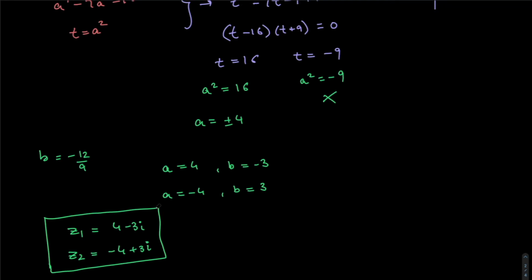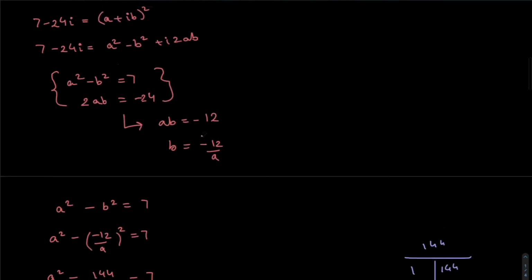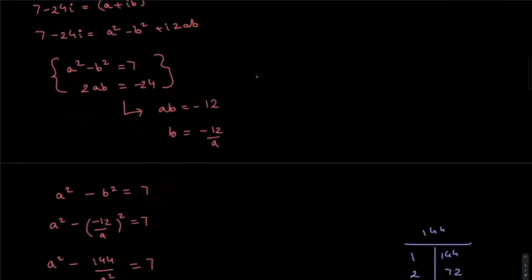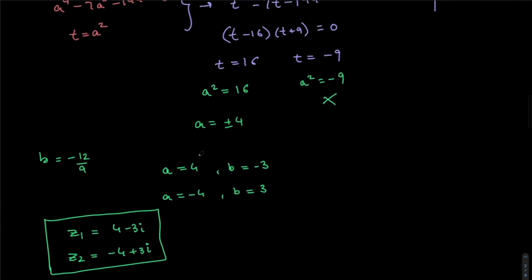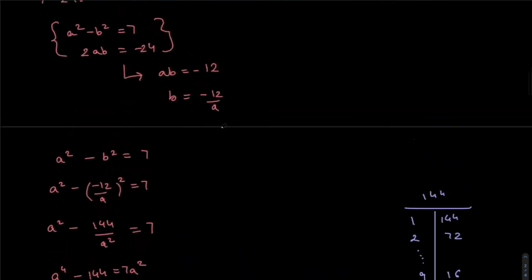When you square both of them, you'll get 7 minus 24i. So this is a very streamlined process. Nothing too crazy. It's a very basic, straightforward process. There's nothing new about it. Just have to follow this every time.